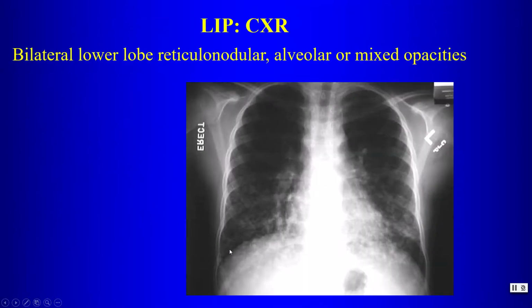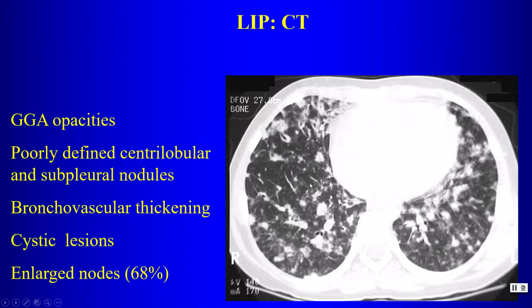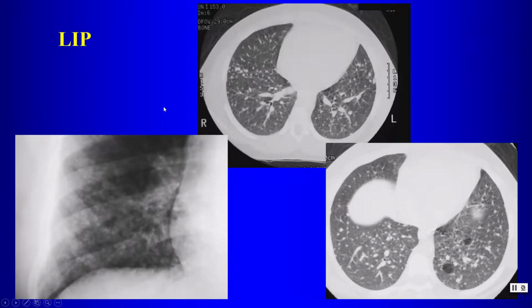These patients may have reticular, nodular, alveolar, or mixed opacities, so lots of varied appearances that can be associated with LIP. Patients might have nodules, as you see in this example. They can have ground glass opacities. The cystic lesions tend to be the most specific finding associated with LIP. These patients might also have lymphadenopathy.